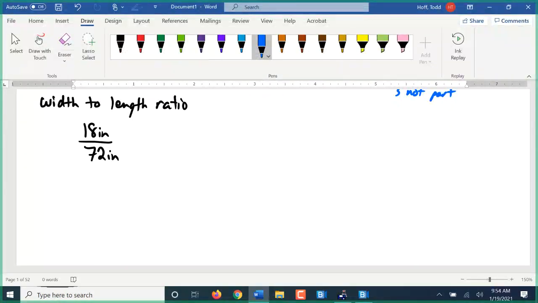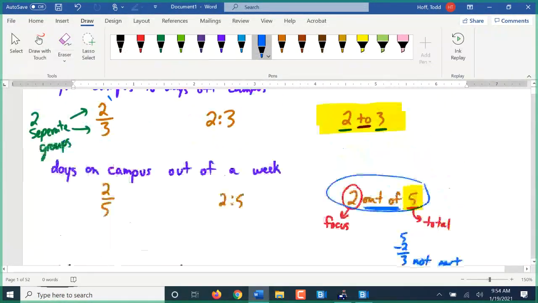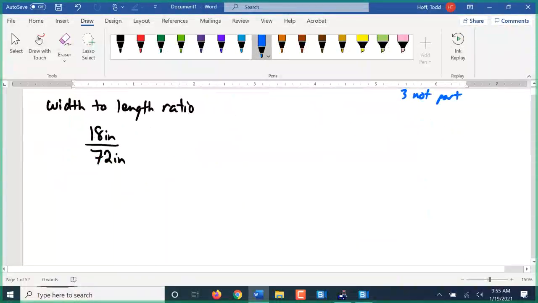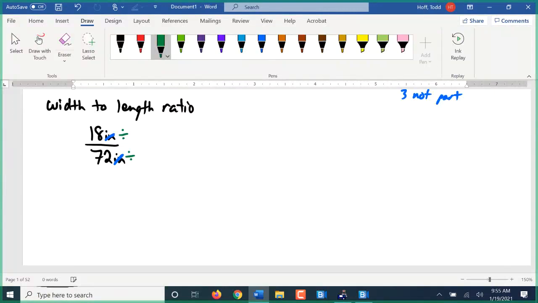Now, first of all, one of the reasons I like to express things in a fraction form rather than using the colon or the words is there are things I can do to these ratios that I am used to doing in fractions. First thing I can do is divide out the units, the inches, they cancel out, they're gone. All ratios are unitless, by the way. The other thing I can do is reduce these. Both 18 and 72 can be divided by the same number. In fact, they can both be divided by 18. 18 divided by 18 gives us 1. 72 divided by 18 gives us 4.